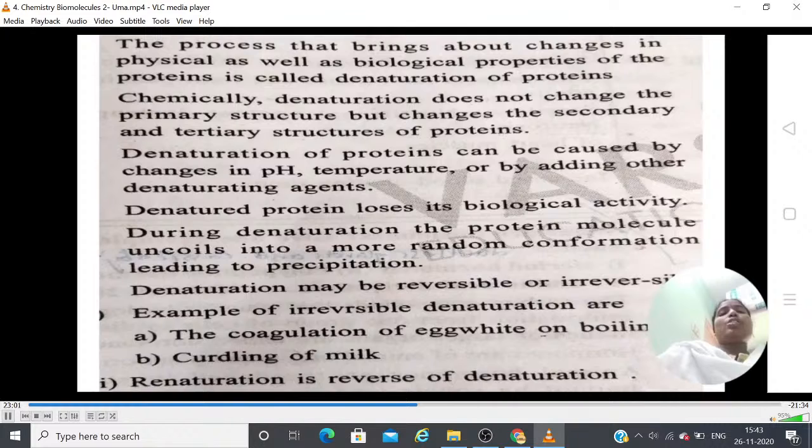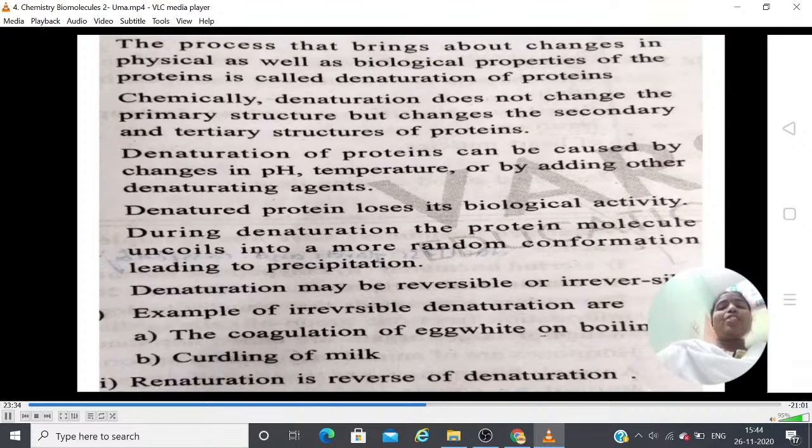Okay, next, during denaturation, the protein molecule uncoils into a more random conformation leading to precipitation. That means biological activity will be lost in denatured protein. That is the reason denatured proteins lose their biological activity.